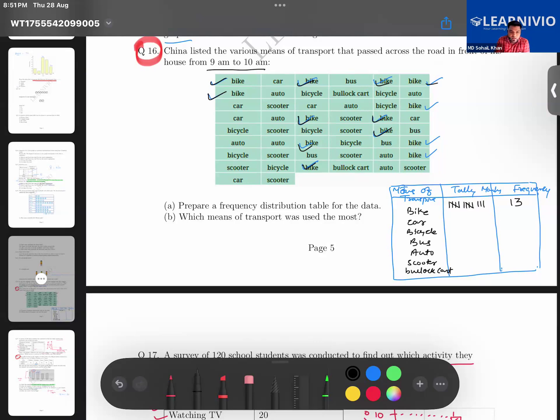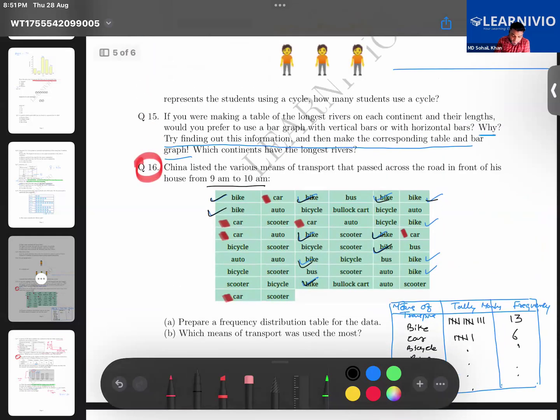Okay, now Khaja and Habib, how many cars are there? Quickly tell me. 5, 6. Yes, 6. So 1, 2, 3, 4, 5, and 6. In this manner, you had to do it. Okay. Clear?